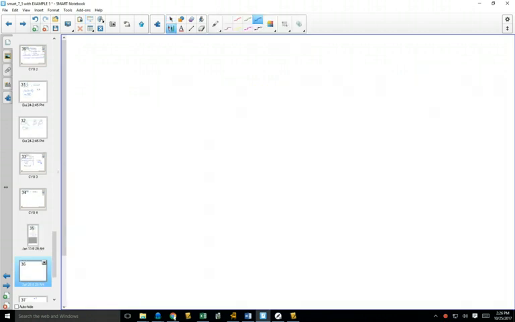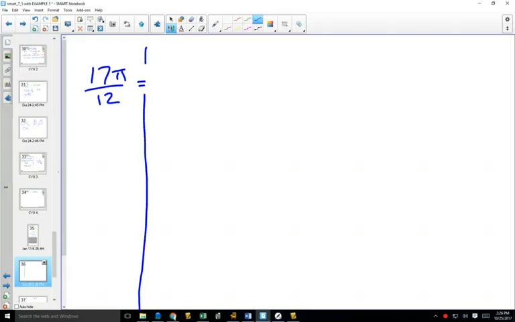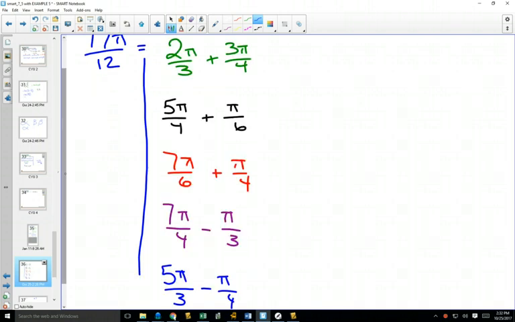You want to figure out what 17 pi over 12 is equal to using two things on your pi plate. Once you've found one, call me over and I'll check it and I'll put it up on the board. There's an infinite amount of right answers. We've got 5 up there so far.